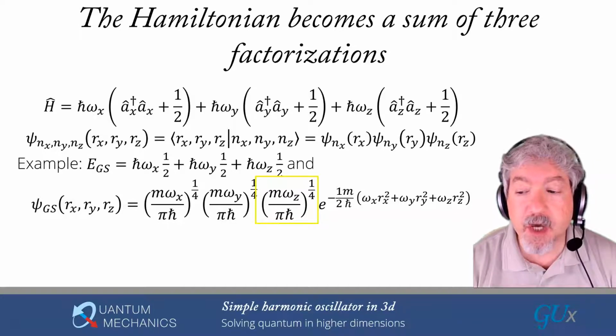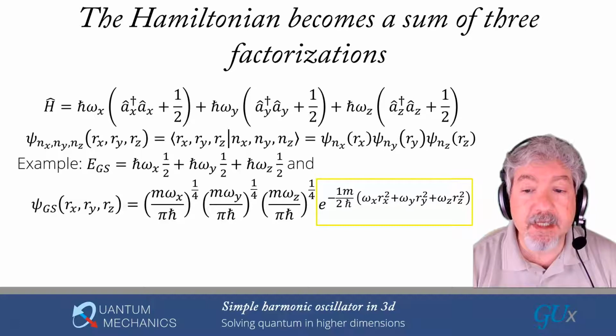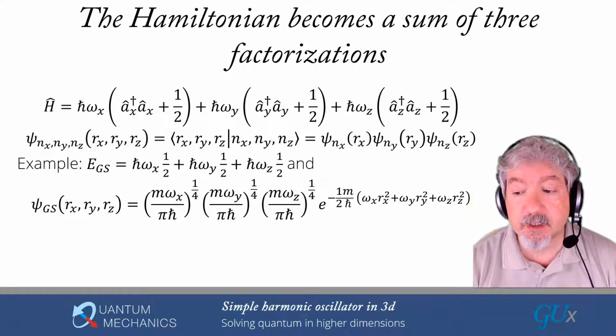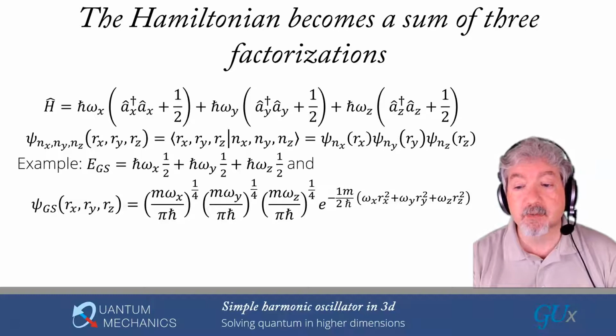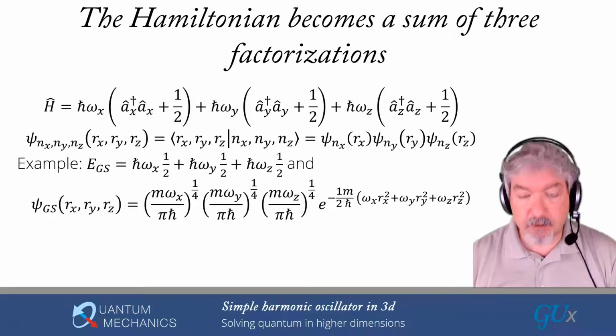And then I have the product of the three Gaussians, but because those are exponentials, I can move each of the exponents of the products into one single exponent. So I'll get e to the minus 1/2 m over h bar (omega x rx squared plus omega y ry squared plus omega z rz squared). And then that's the wave function. And so it's that simple. We just put together the results from the one-dimensional problems, and we then get the three-dimensional results.